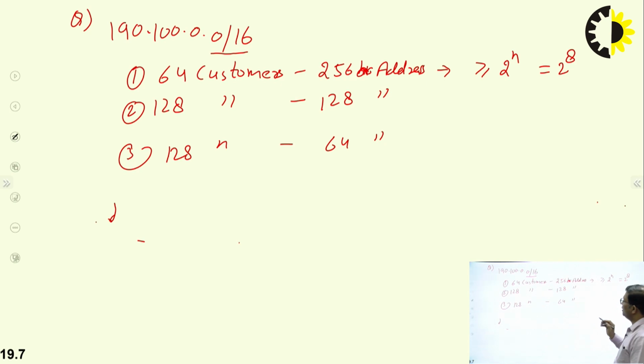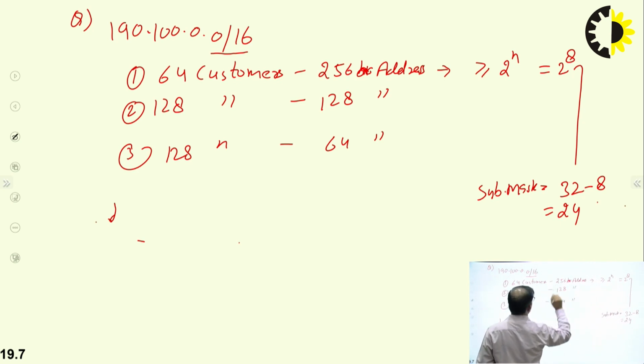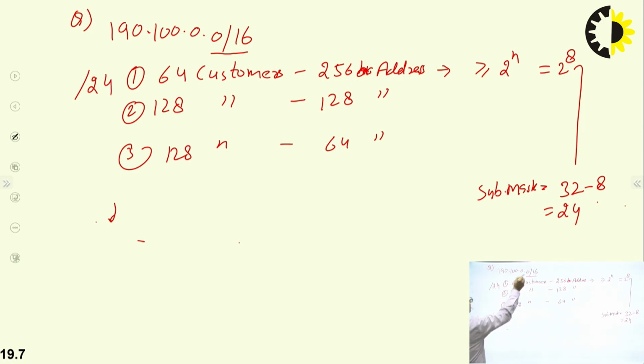It means if we are deciding the subnet mask for this, the subnet mask will be 32 minus 8, which means 24. For the first question, if we have 64 customers and each customer has 256 addresses, the mask is /24, not 16.